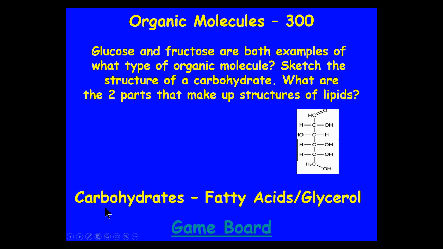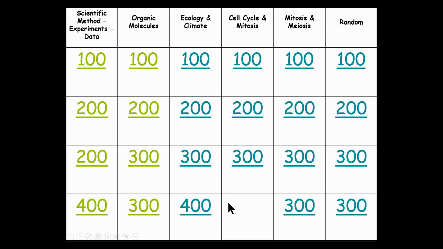Glucose and fructose are carbohydrates. Anything that ends in ose: cellulose, sucrose. This is what a carbohydrate looks like. It's going to have hydroxides off the carbons. It's going to have hydrogens off the carbons, and they always have at least one hydrogen with a double bond to an oxygen. Okay, and typically they are 6 carbons long. All right, and then two parts: fatty acids and glycerol make up lipids.